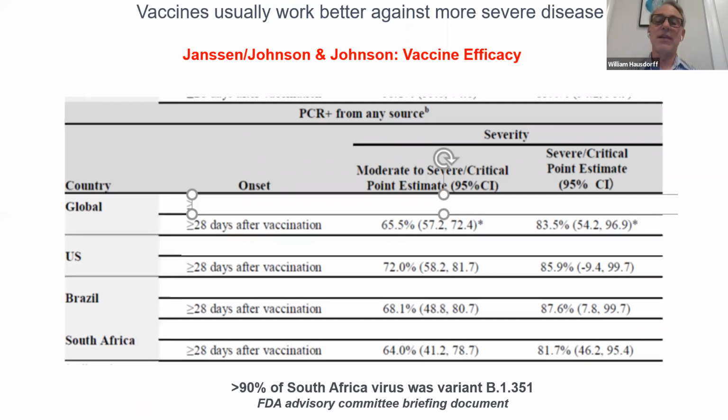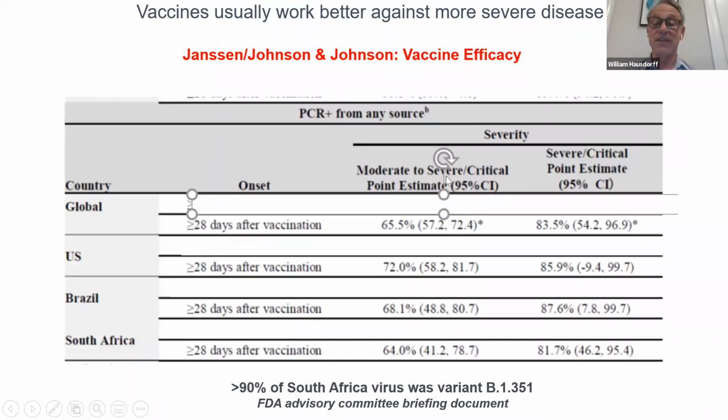I started off talking about what matters is severe disease. This is the most important thing to prevent. And if you look at all these different locations, US, Brazil, South Africa, South Africa had this variant. They are all in the 80s, mid 80%. These are the same number. They're not statistically different, despite the fact that this had all this variant here. And it's a high number for severe disease.